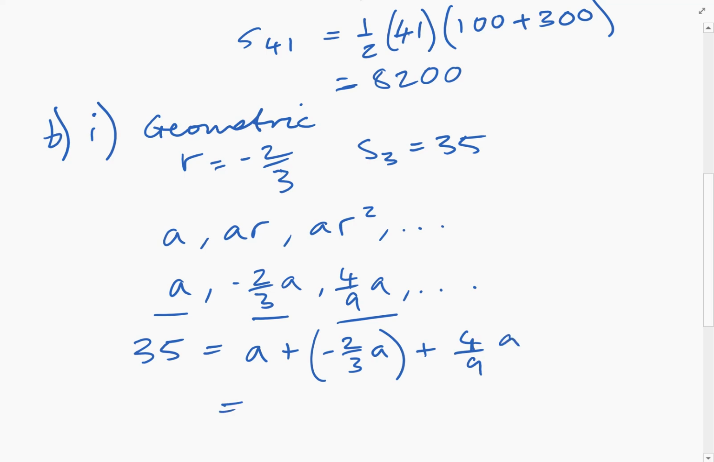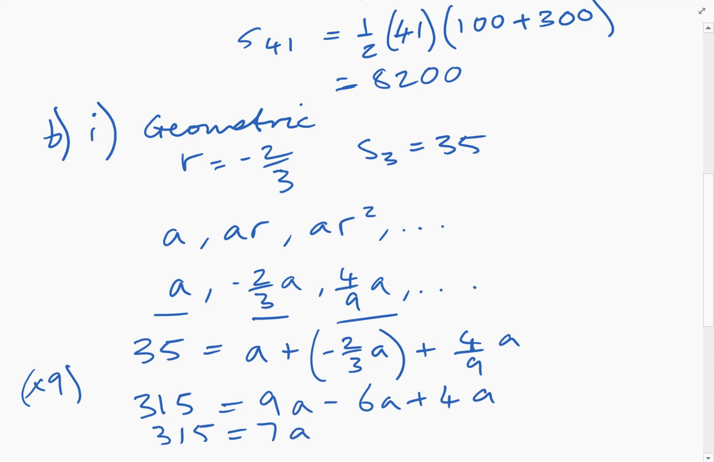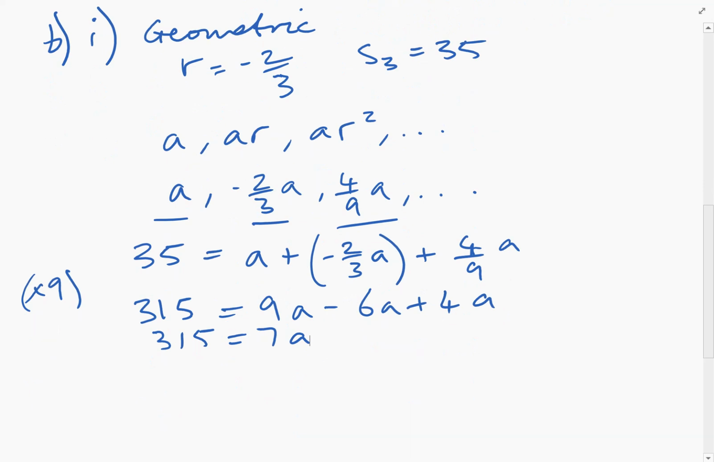Just to get rid of all the fractions, I'll probably just multiply by 9 here. So if you multiply everything by 9, that's going to give you 315 equals 9a, and then that's going to be minus 6a plus 4a. So what's that? That looks like 7a. So 315 equals 7a. And so dividing both sides by 7 would give us a equals 45. So that's the answer to B part 1.